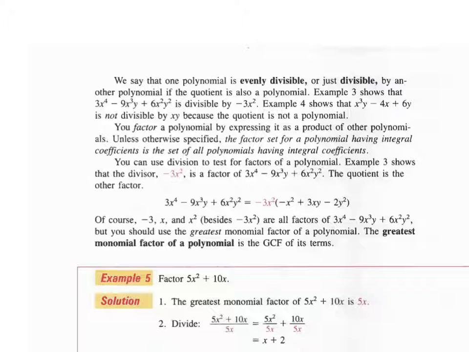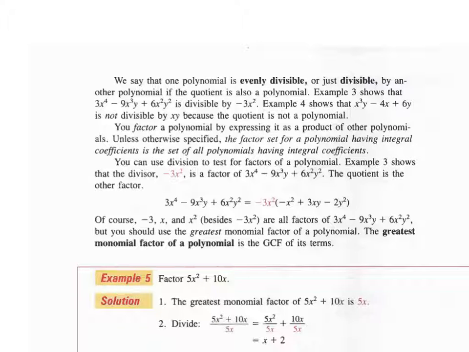So what we're doing here is, if you read this, it says we say that one polynomial is evenly divisible, or just divisible, by another polynomial if the quotient, so the answer to the division problem, is also a polynomial. So we're going to be dividing, and that's what we did on the other example. And this time what we're going to do is, after we factor something, it's going to sort of look like a distributive property problem. So what we're going to do is, you're going to be given an expression.